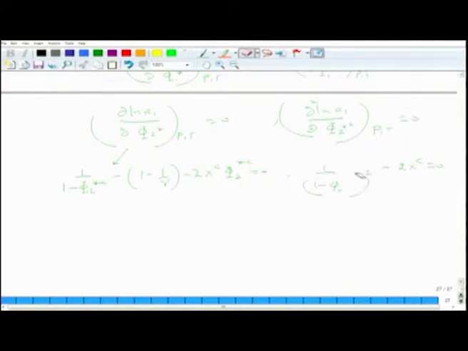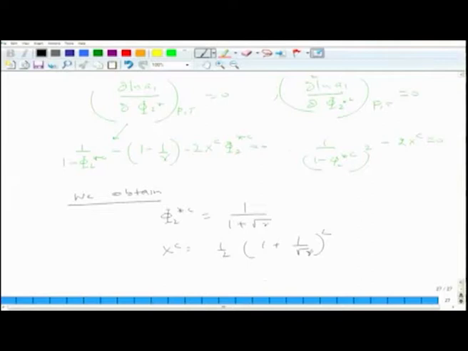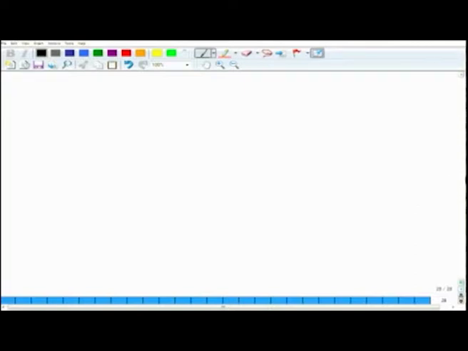If you solve this, then we obtain phi 2c as 1 over 1 plus root r, and chi c is 1 over 2 times (1 plus root r) squared. So, this is a very simple way of solving this problem, where we have just made use of the expression of the activity based on Flory-Huggins theory, and then we use the condition of incipient instability.